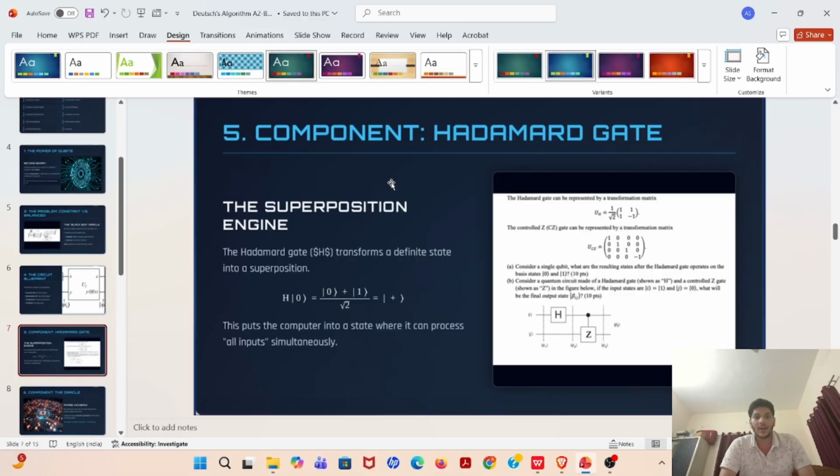Next is the Hadamard gate. The Hadamard gate transforms a definite state into a superposition. It puts the computer into a state where it can process all the inputs simultaneously. That is the Hadamard gate, the superposition engine.